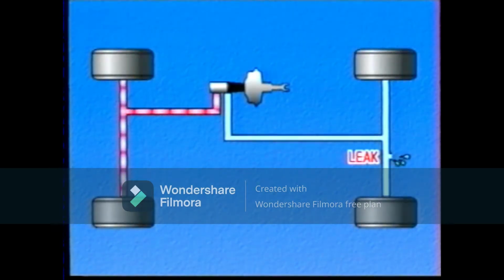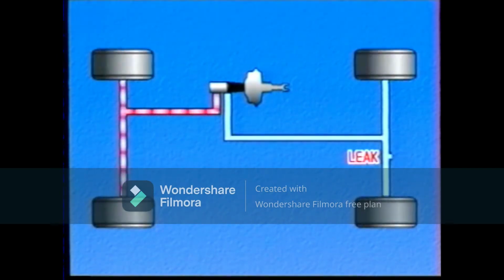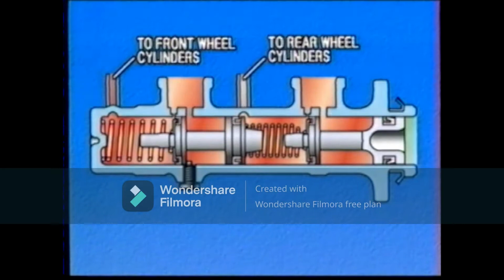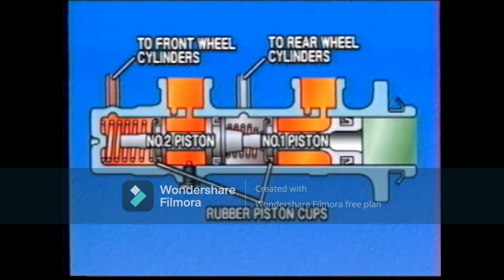Now assume that a fluid leak occurs in the rear side of an FR vehicle. Under this circumstance, number 1 piston does not create hydraulic pressure. Nevertheless, the number 1 piston moves to the left, makes contact with number 2 piston and pushes it directly. In this way, hydraulic pressure is created at number 2 piston and the brake force is applied to the front brakes.